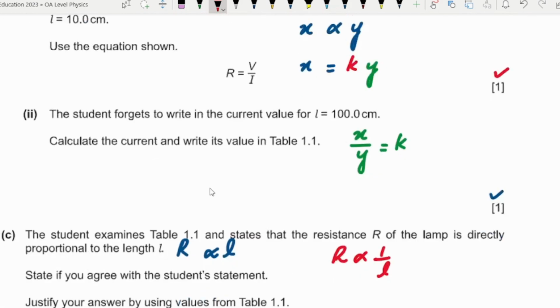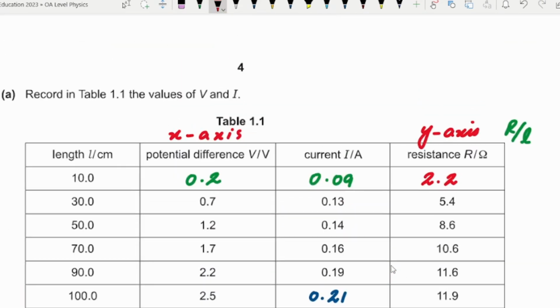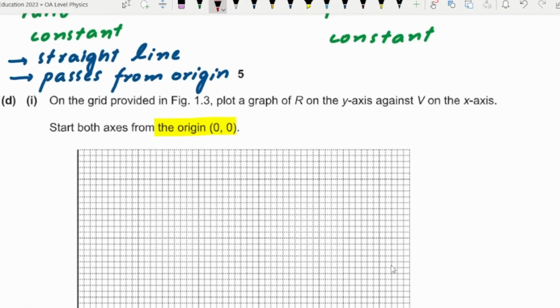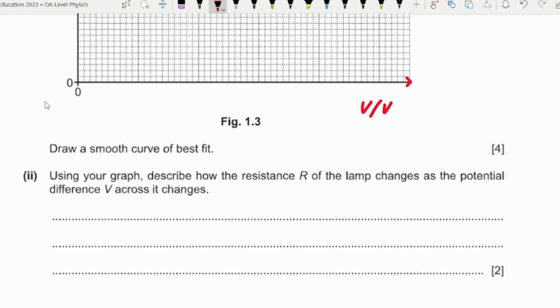The graph question is generally of 4 marks. The first mark is for labeling the axis. So I'm going to label the axis first. On the x-axis we have voltage or potential difference, represented by V, and the unit is also V, which is volts. On the y-axis we have resistance labeled as R, which is being measured in ohm. So R/ohm for the y-axis. So you write this thing, you get 1 mark from the graph question.